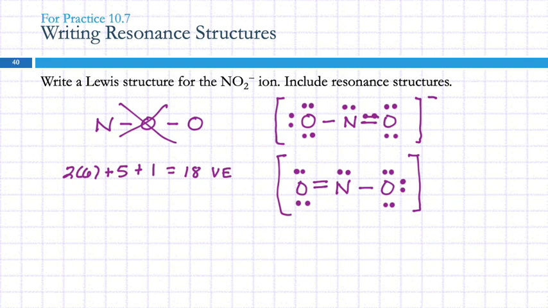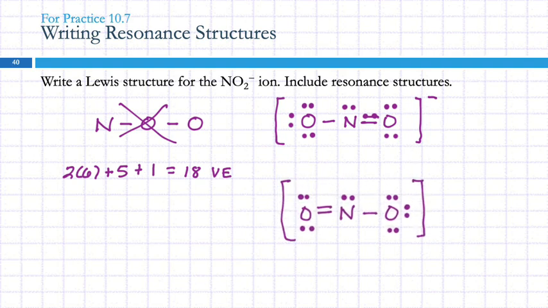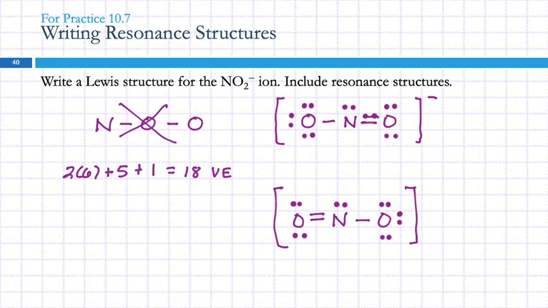Put those guys too close together. And then to show that those are resonance structures, draw a double-headed arrow between them. Any questions?